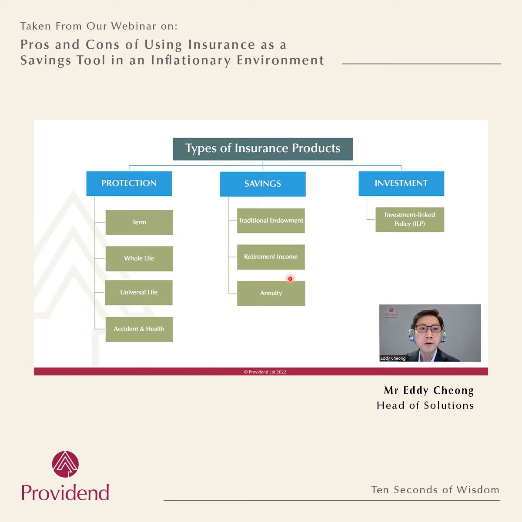All right. So, how do we view this insurance at Providend? Our view is to use insurance for its protection, because insurance is the only instrument that can give the highest form of coverage and protection payout in the event of life crisis. No other investment instrument is able to achieve that. So when we talk about protection, what do we mean?